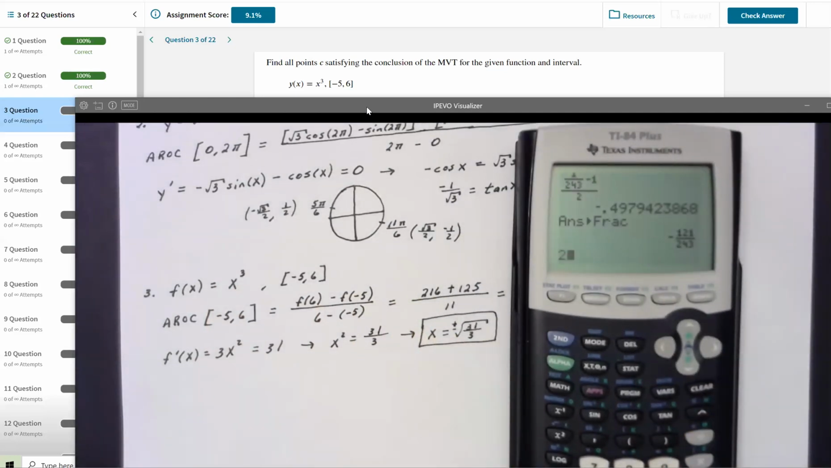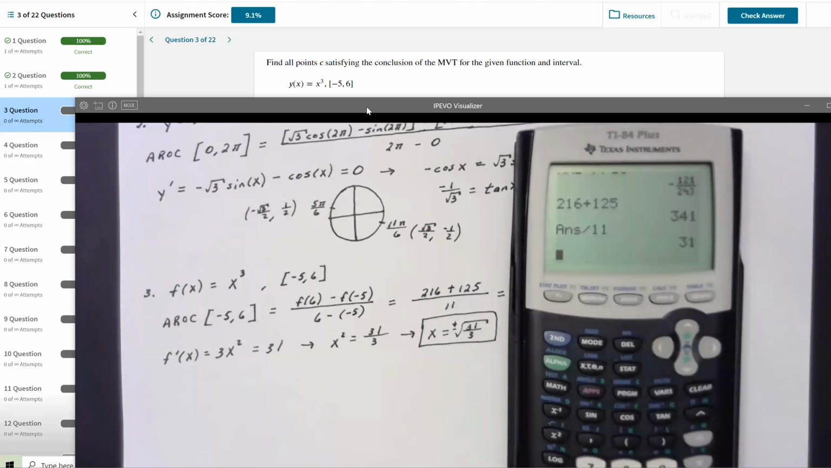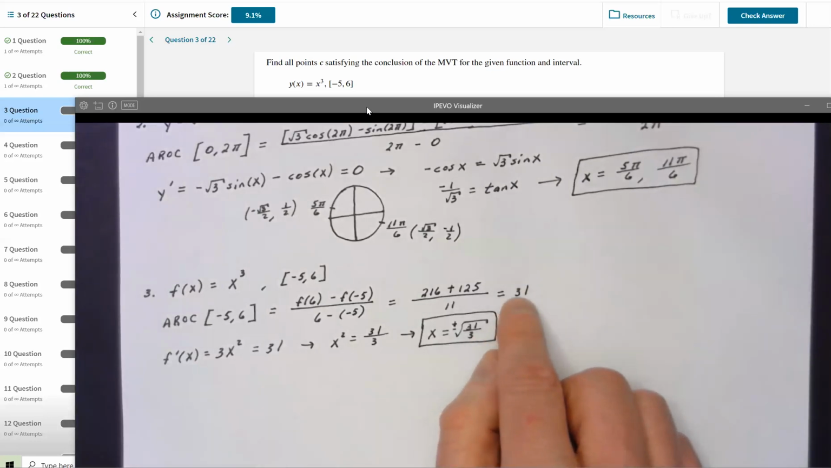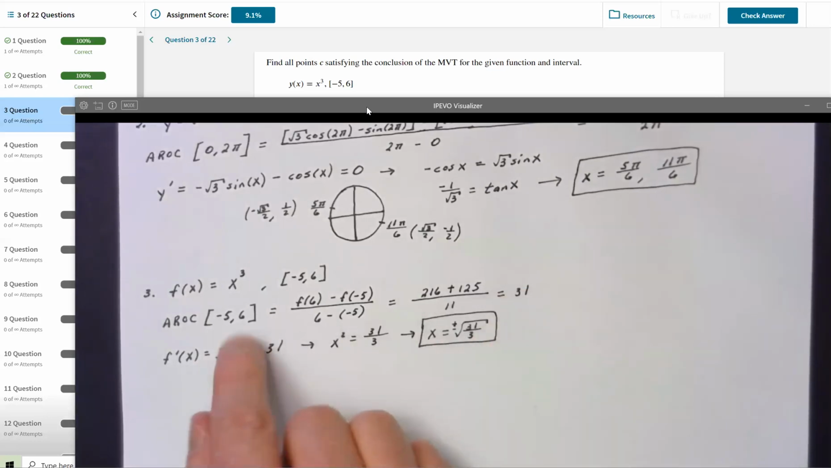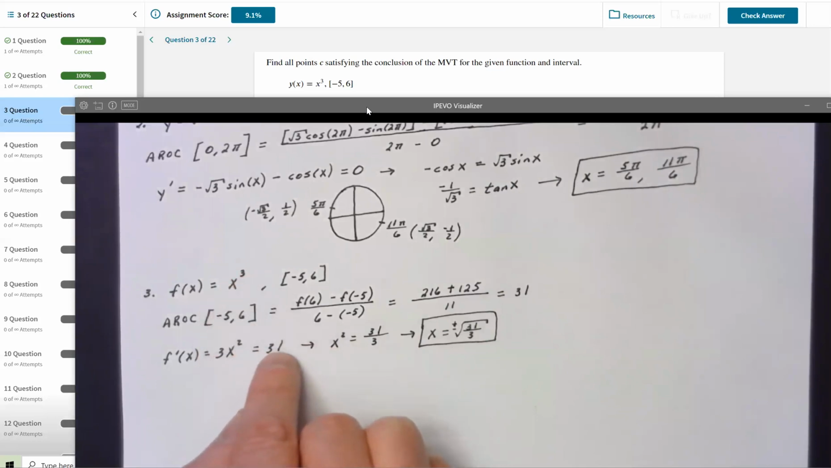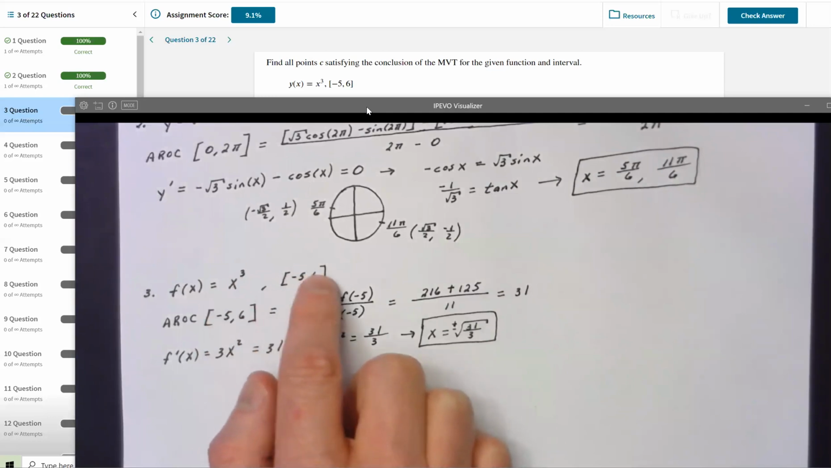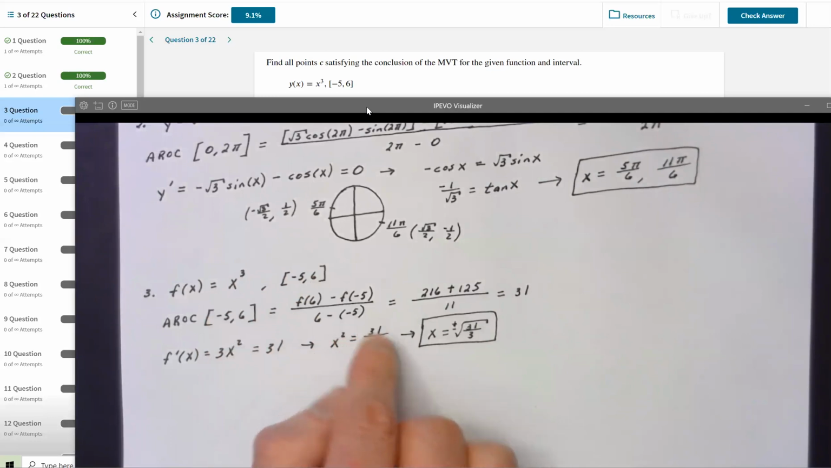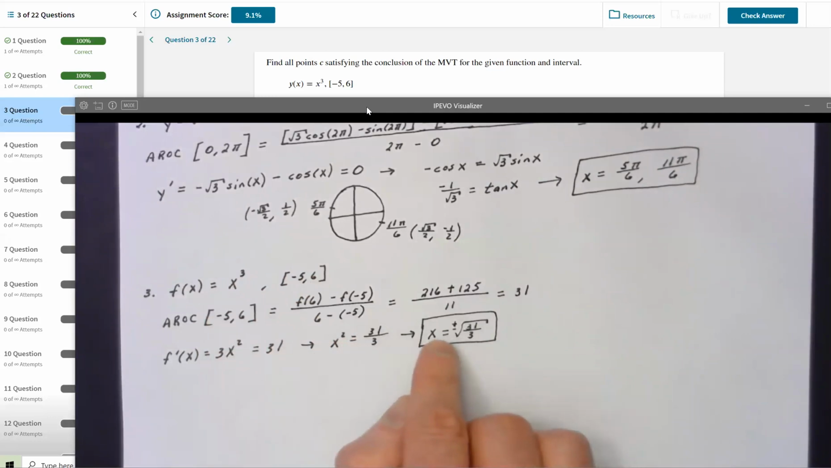I said 216 plus 125. The numerator would have been 341, but then we're dividing that by 11 to get our answer of 31. So then you can say, okay, that's the average rate of change. Now I need to show that the derivative, which is very easy, just 3x squared, must equal that average rate of change for some x value in between negative 5 and 6. So if 3x squared is equal to 31, then x squared is equal to 31 over 3, which then means x is equal to the square root of 31 over 3, and it could be the positive or negative root.